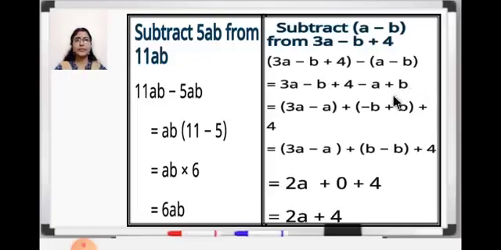So what you will remember, you have to change the sign, it will become positive b. And then we will bring the like terms together. So here we will write in a bracket 3a minus a. They are like terms. Similarly we will take minus b plus b, together because they are like terms. And then this is a constant, we will write at the end plus 4. 3a minus a is 2a. And minus b plus b, you can rearrange also, or directly we can write 0, because minus b plus b both will be cut. And then what is left now? Plus 4. So the answer is 2a plus 4.